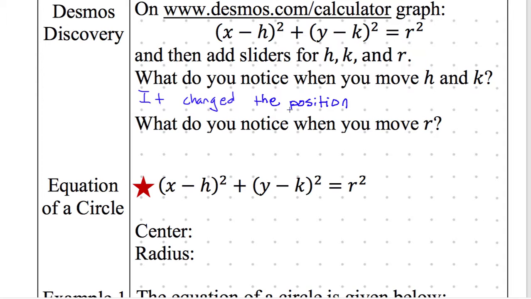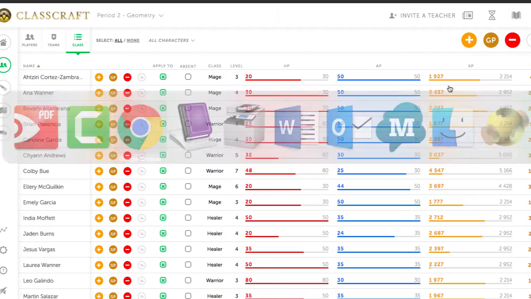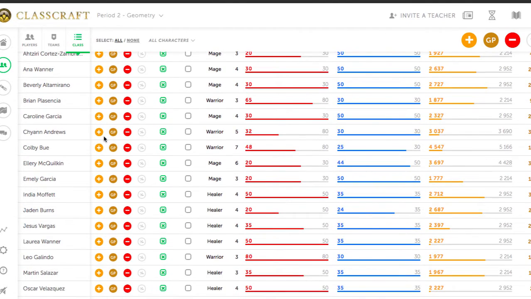Yeah, Anna. H affects the position left and right, or on the x-axis, and then K affects it up and down on the y-axis. Oh, interesting. K affects it up and down on the y-axis. Very cool. Thank you. Let me come back here and start logging what we did.